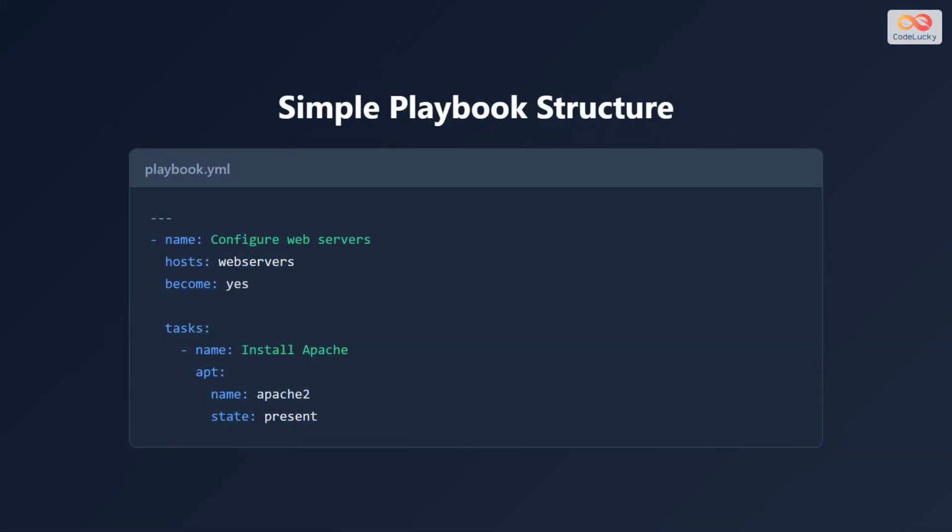Here's what a simple Ansible playbook looks like. Every playbook starts with 3 dashes at the top. The name field describes what this playbook does, in this case: configure web servers. The hosts field specifies which machines from your inventory this playbook will run on. The become directive set to yes means Ansible will use sudo privileges to execute commands. Under tasks, you define the actual work to be done. Each task has a name for documentation, and then calls a module. Here, we're using the apt module to install Apache 2 web server with the state set to present, which means the package should be installed.